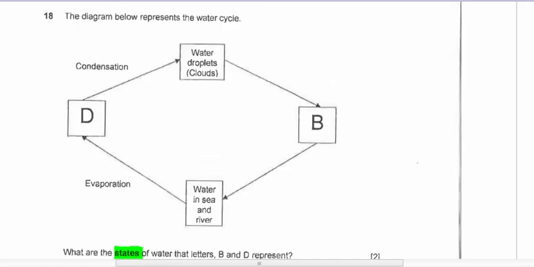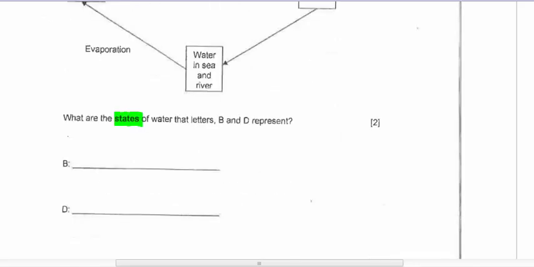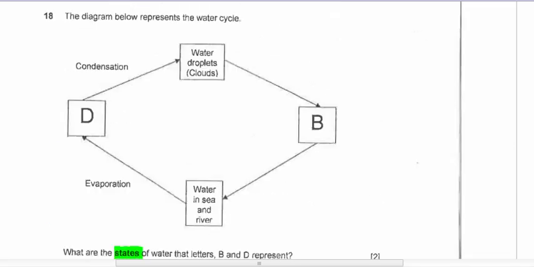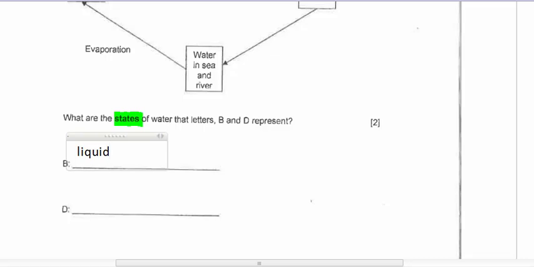Alright, so let's look at B. What state does B represent? So B is water droplets or clouds, to B, and then to water in seas and rivers. D is going through evaporation. Then I get D. So from D it condenses into water droplets. So it's very obvious. B is liquid, because water droplets is liquid already. And D, after evaporation, it will be gas. Not water vapor, because I want the state. A state is solid, liquid, or gas. So please remember that.